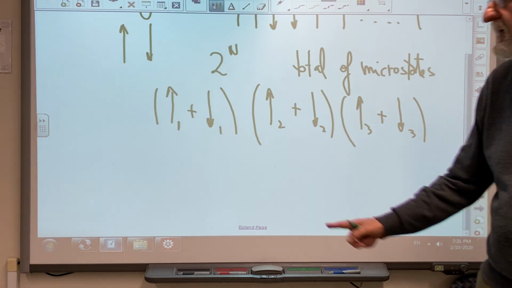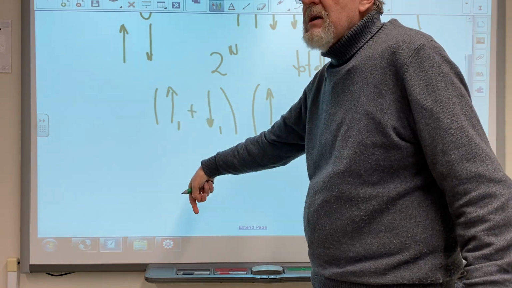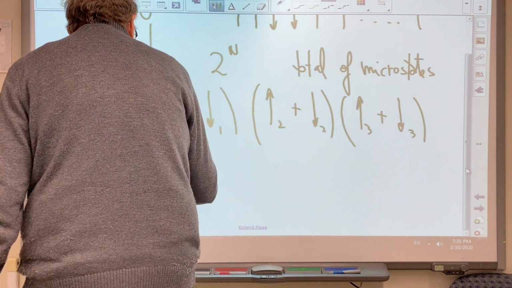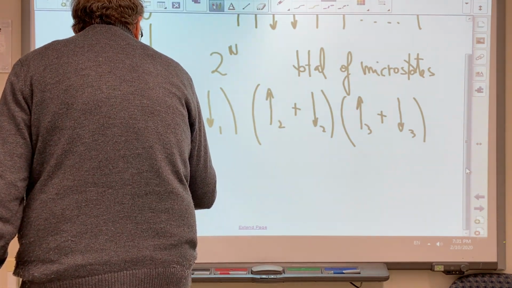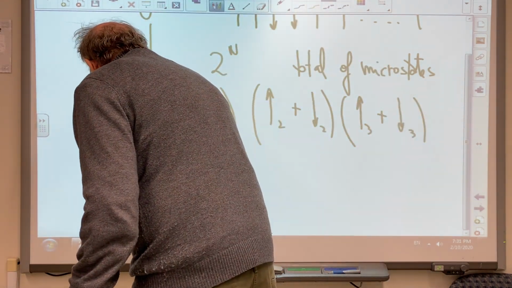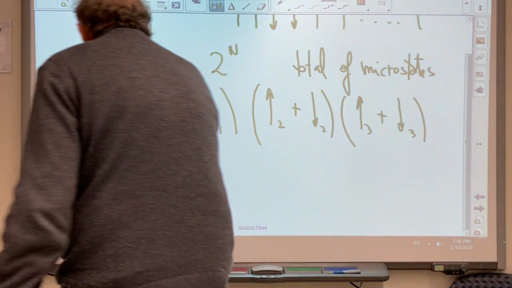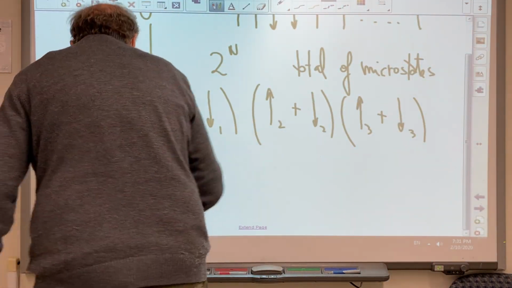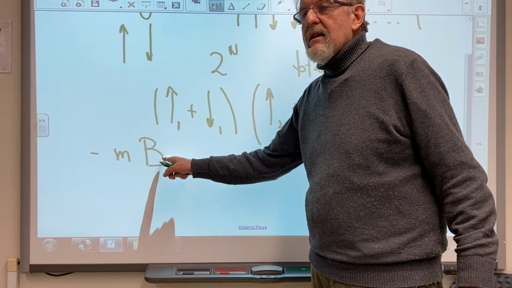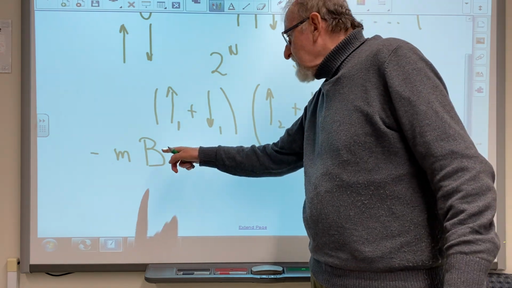If I put a magnetic field, as you know, a spin that points in the direction of the field will have one energy, a spin that points opposite to the field will have a different energy. The energy will be... assume that the magnetic moment associated with each of the spins is little m. Little m has units of magnetic moment. Minus mB will be the energy of a certain spin in a magnetic field B.